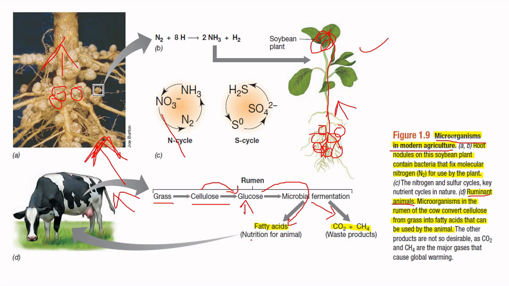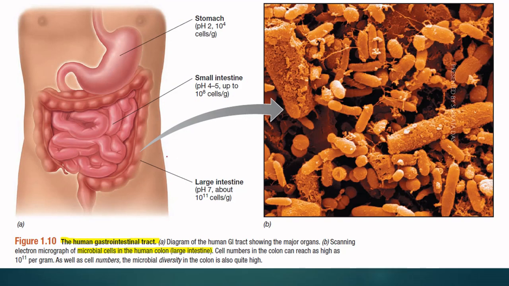So the fatty acid is the nutritional compound for this animal. So this animal uses this fatty acid for its nutrition, and the waste products are removed from the body. Okay, so in this way microorganisms are very important for the digestion of the grass that they eat for their living. Okay, so next we will discuss the importance of microorganisms in the human body.